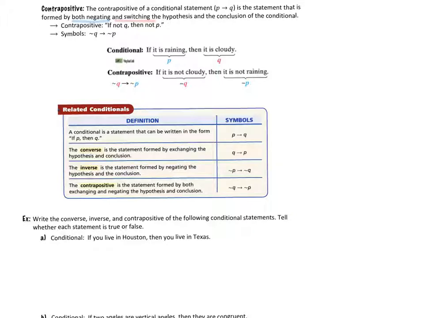The inverse is formed by negating the hypothesis and the conclusion. So the inverse, you can kind of think of it as an opposite. Okay? And so I'm taking the opposite of each part. The contrapositive, okay, is the combination of those two. So I both exchange the hypothesis and the conclusion, and I negate both of them. So let's practice that.